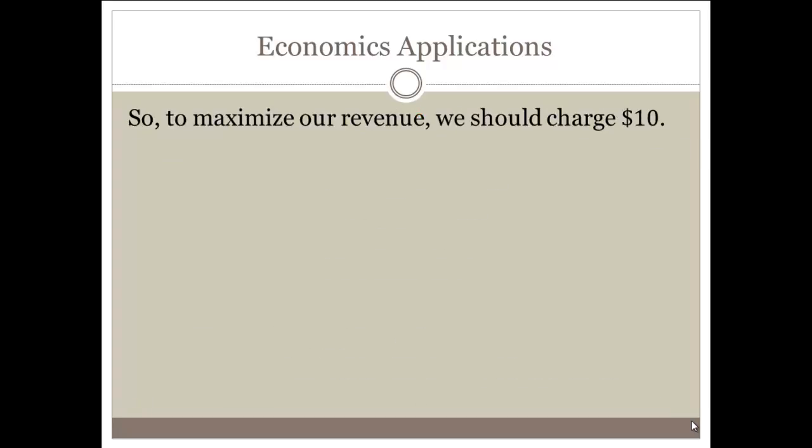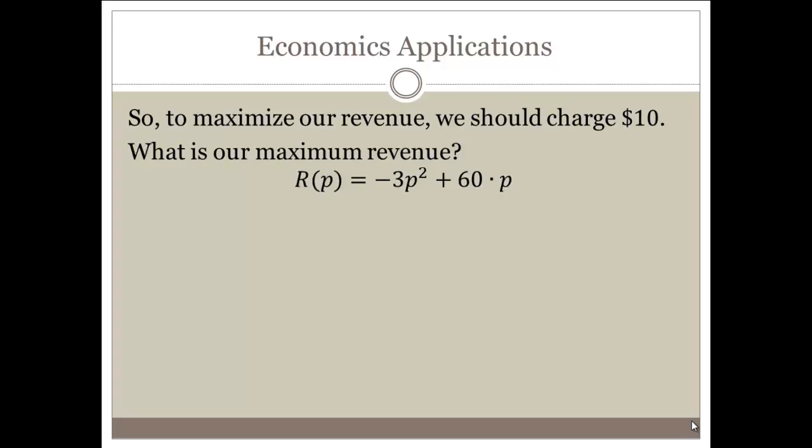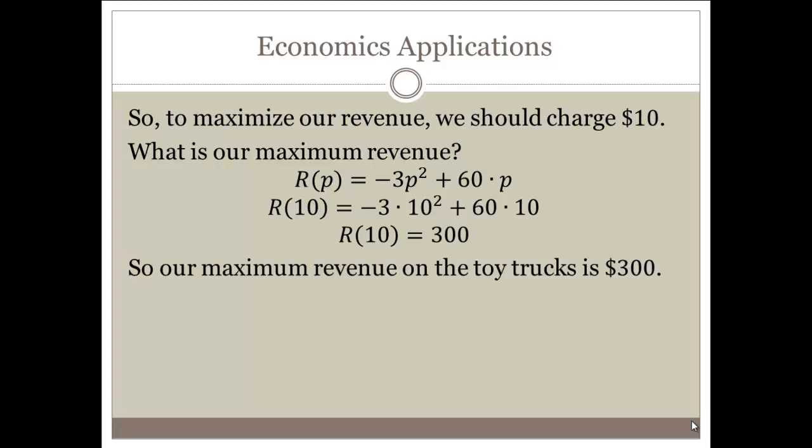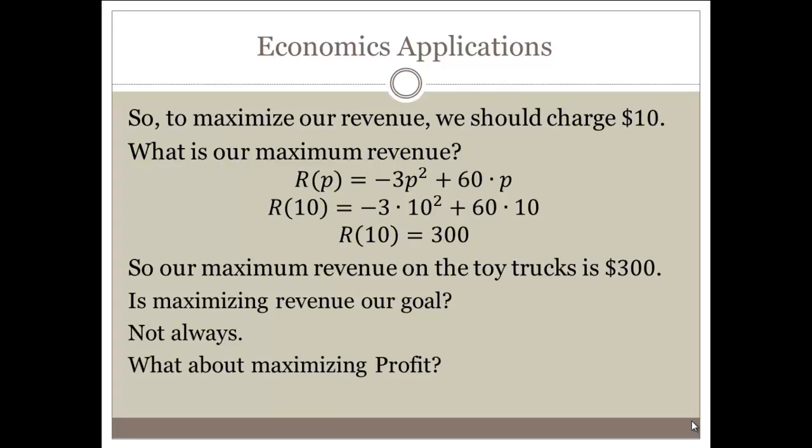But the question that remains is, what is our maximum revenue? To find this, we need to evaluate our revenue function at P equals 10 to get that R of 10 equals negative 3 times 10 squared plus 60 times 10, which is 300. So our maximum revenue on toy trucks is $300. But is maximizing revenue our goal? Not always. We usually want to look at maximizing profit. So what is the maximum profit?